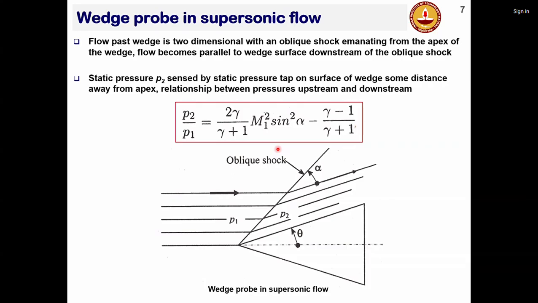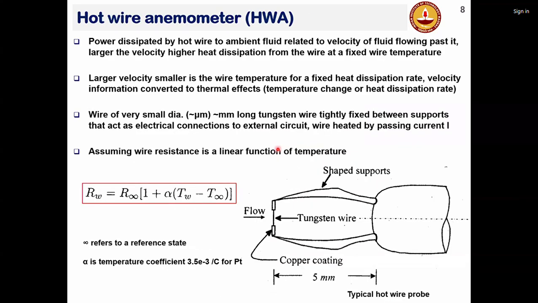Okay, sir. Thank you. Now, in addition to the pitot tube and pitot static tube way of measuring velocity, and from velocity deriving the flow rate, another instrument which can be used for measuring flow rate is called the hot wire anemometer. A typical construction of a hot wire anemometer is shown here.